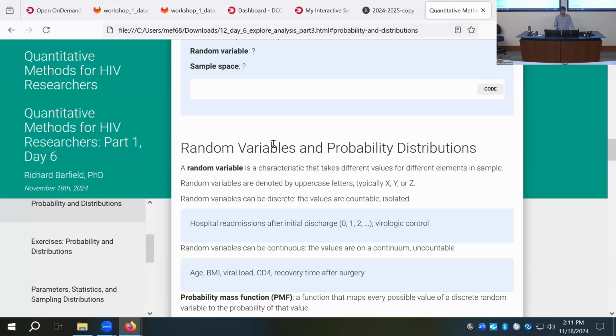They can also be continuous, so these are uncountable. For example, age, if you look very granularly at the days. It could be BMI, viral load, CD4, or maybe the recovery time after surgery.